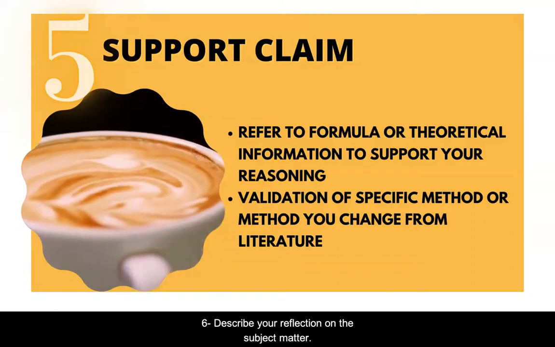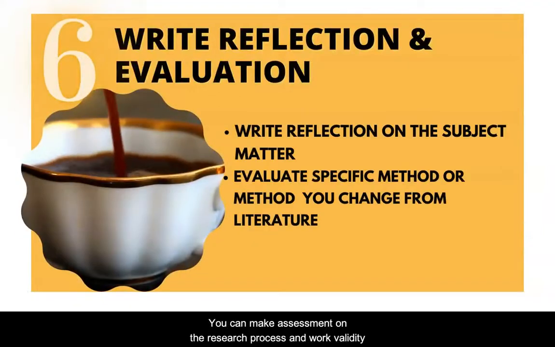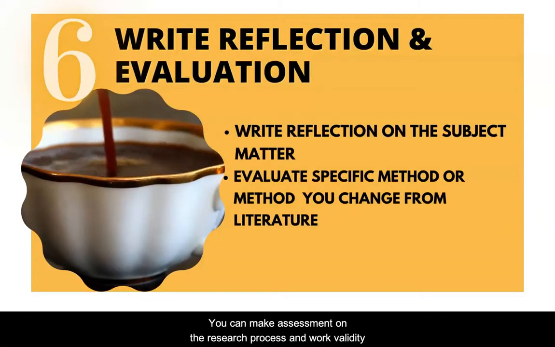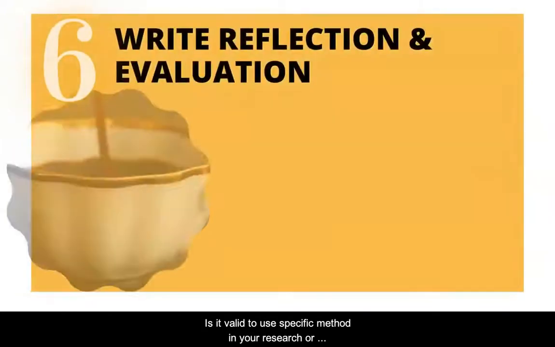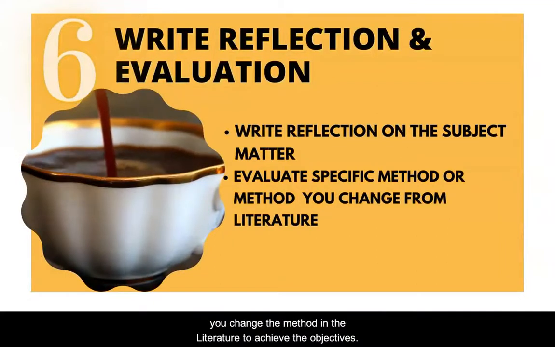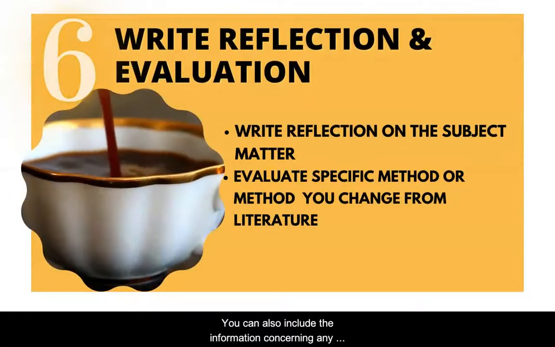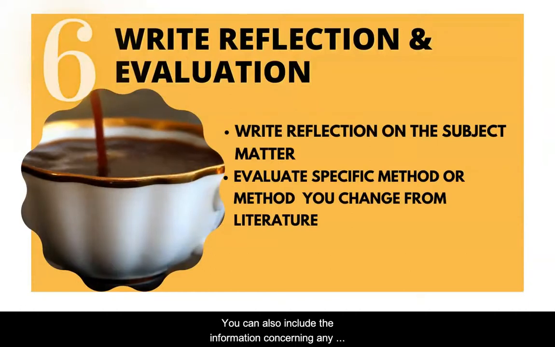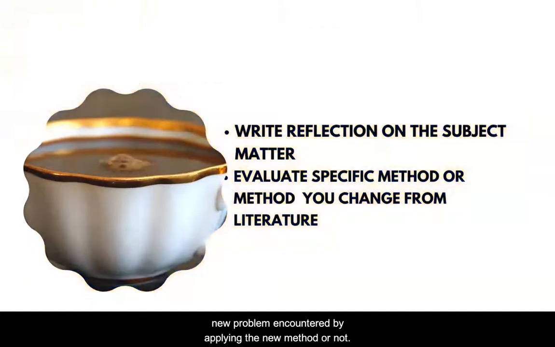Step number 6 is to describe your reflection on the subject matter. You can make assessment on the research process and work validity. Is it valid to your specific method in your research, or can you change the method in the literature review to achieve the objectives? These are some reflections that you can write. In the reflection, you can also include the information concerning any new problems encountered by applying your new methods or not.